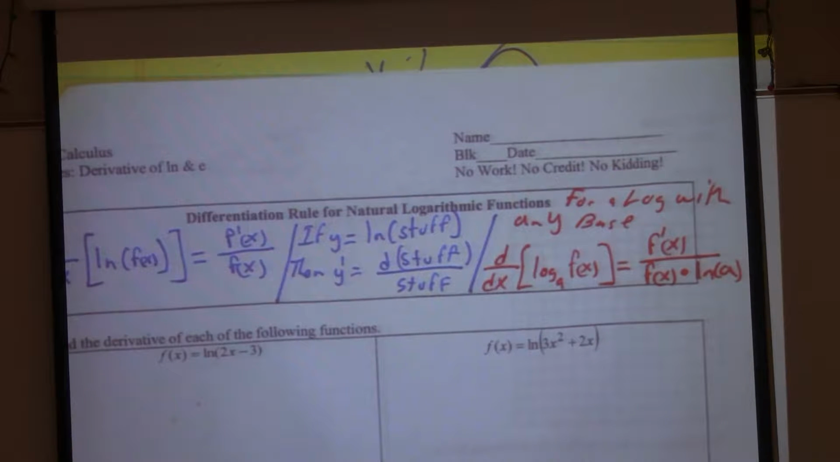The formula says derivative of the stuff, 10x, divided by the stuff squared, times ln of the base. What's the base here? 2. ln of 2. Okay? Can we do some simplification here?